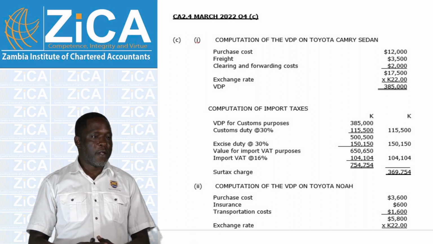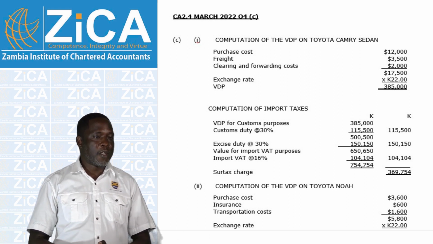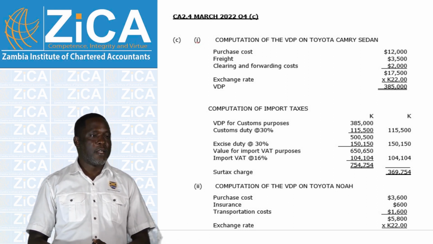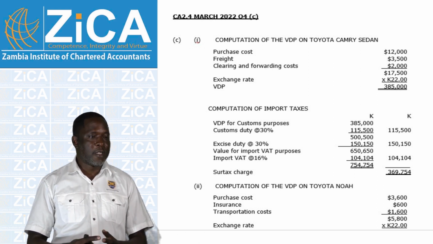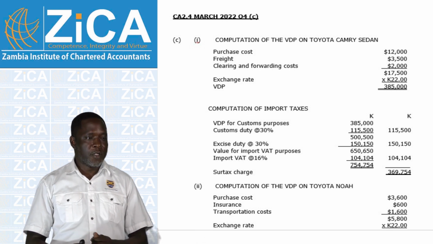So we get 500, 500, then we add 150, 150 kwacha, it is giving us 650, 650 kwacha. So that is the amount we now use to calculate the import VAT.